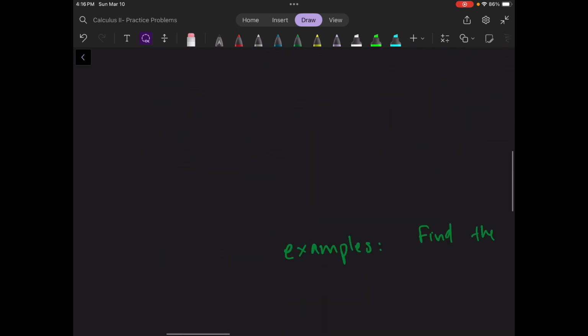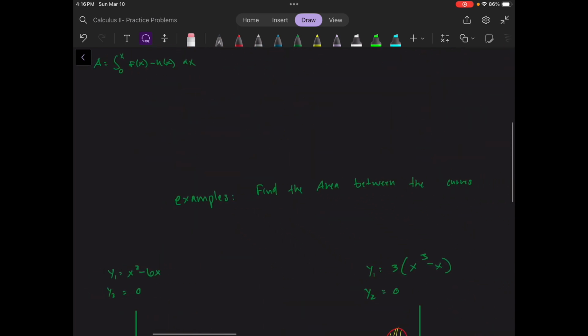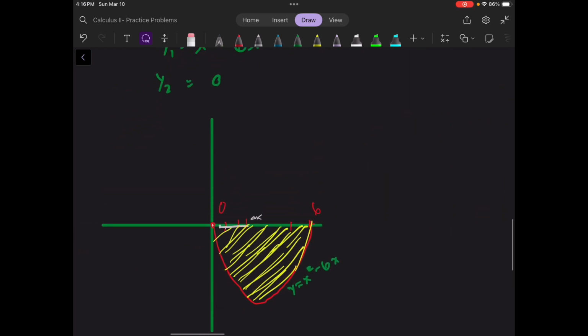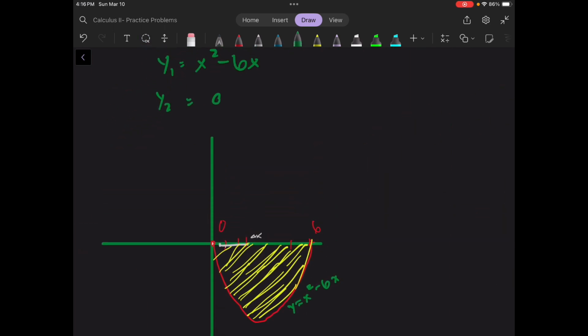So let's do this with this example. These examples are asking us to find the area between curves, right? Pretty straightforward. Between these two curves, y equals x squared minus 6x, and the curve y equals 0, we are able to find the area between them.